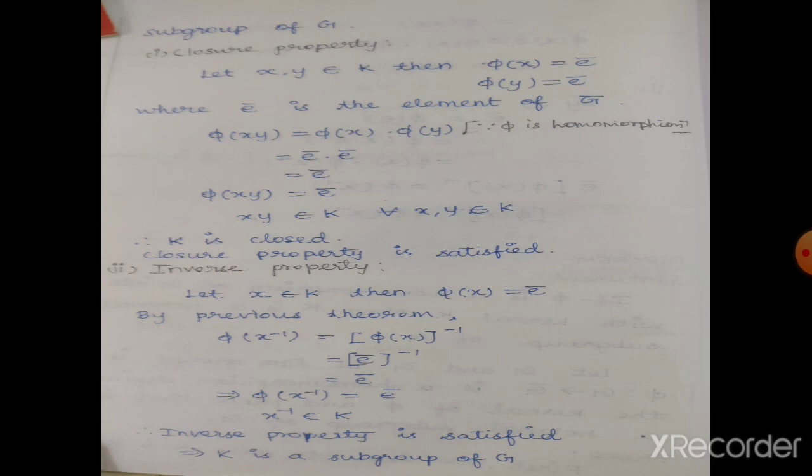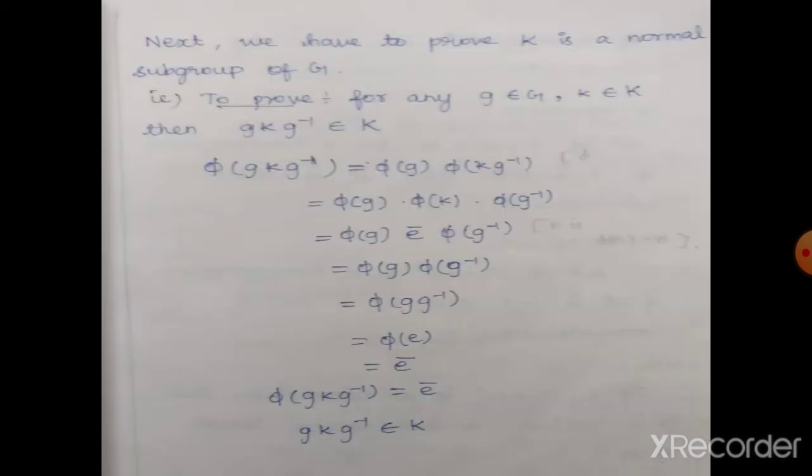So by the definition of kernel we write E bar the whole inverse. The identity element's inverse is again the identity element. So phi of x inverse is equal to E bar, which means surely we can say x inverse belongs to K, the kernel. So the inverse property is also satisfied. These two conditions are satisfied, so K is a subgroup of G. Now we have to prove that K is a normal subgroup of G.